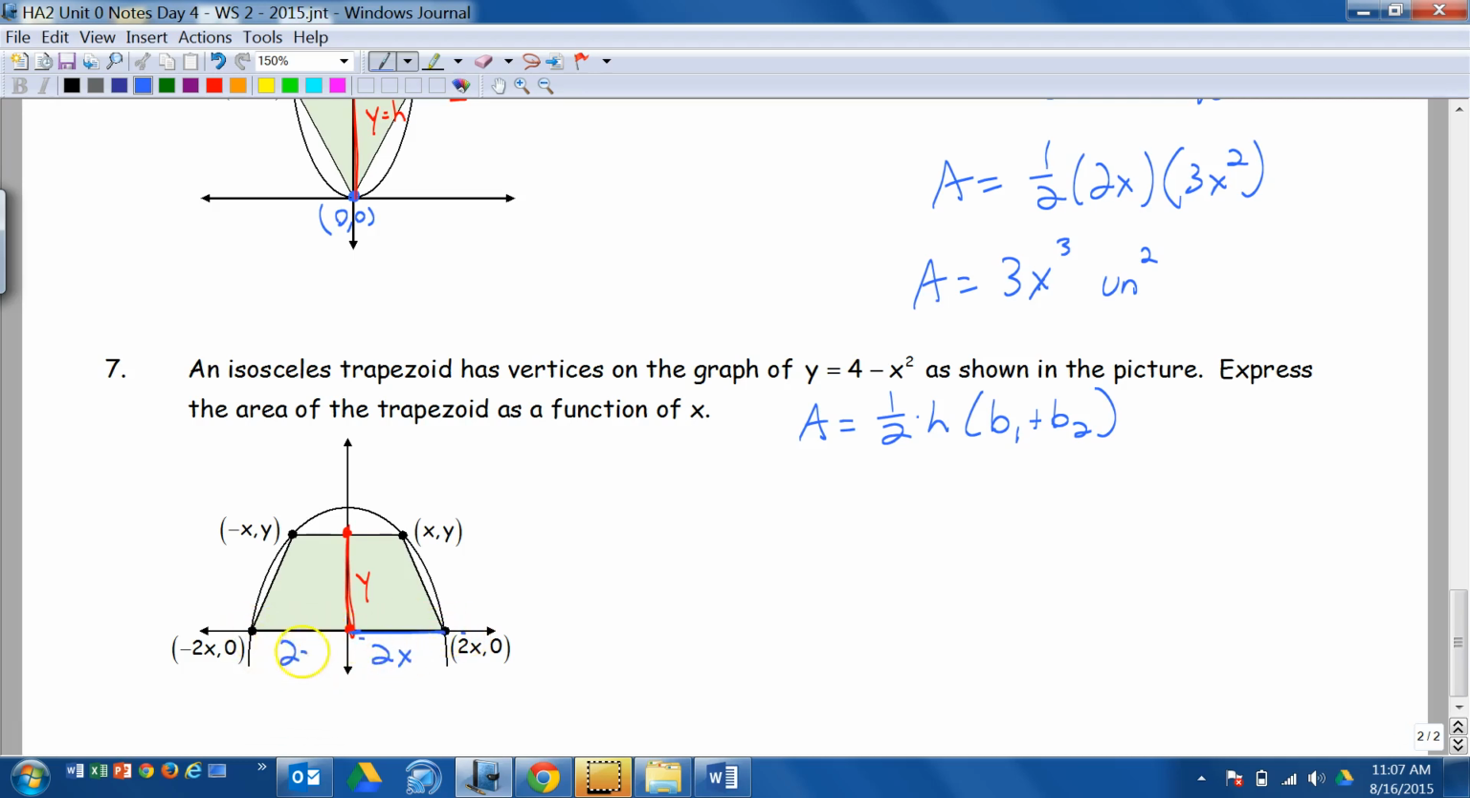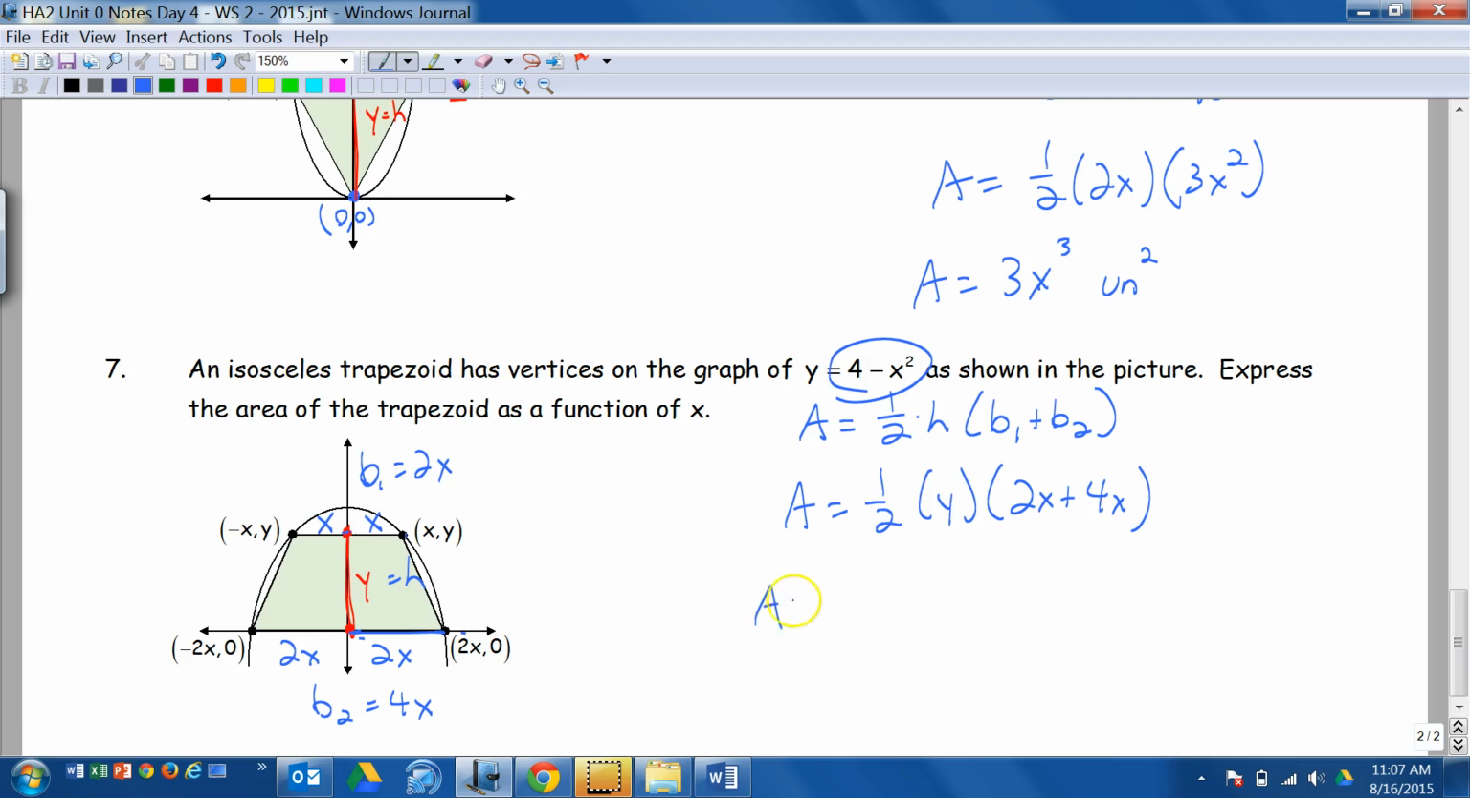The bases: from here to here is 2x long. From here to here is 2x long. From 0 to x is x. From here to here it's x. So that means that base 1 is 2x, base 2 is 4x, and the height is y. Now I can plug all those values in. The height becomes y. This becomes base 1, which is 2x, plus base 2, which is 4x. The last thing is we have to sub in for y. Sure enough, there is an equation in terms of x, so we're going to plug that in for my y value. And again, we're doing this so we get it down to one variable.